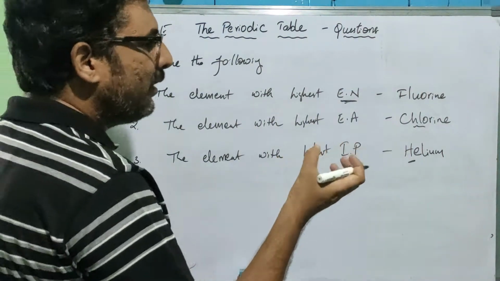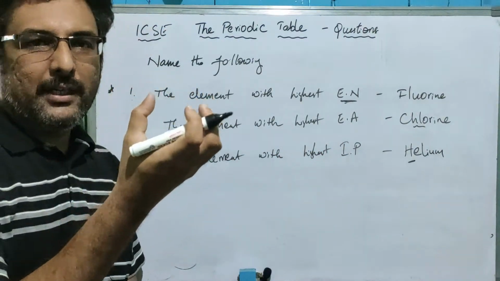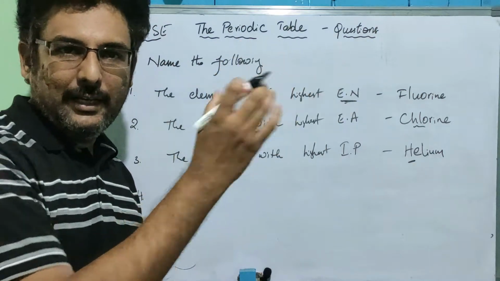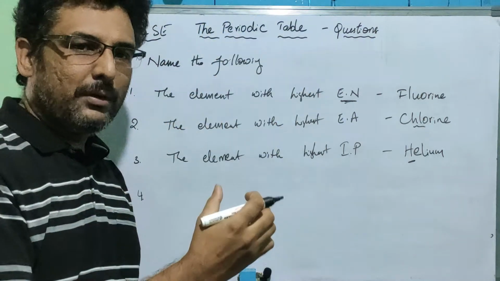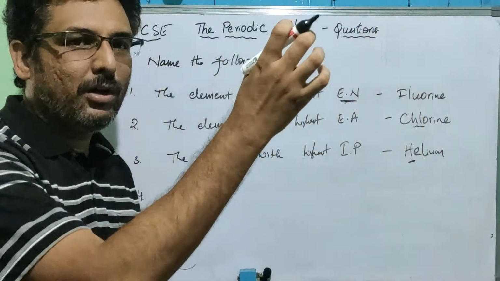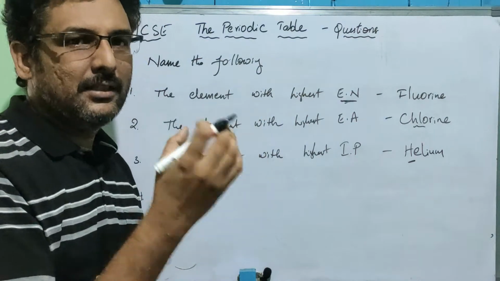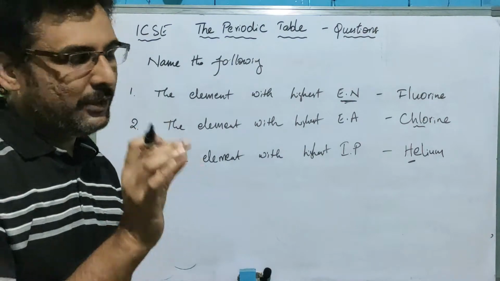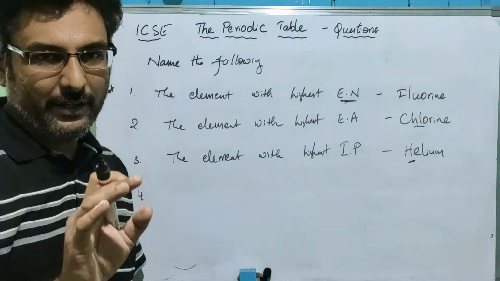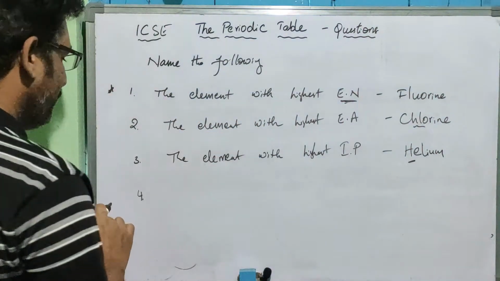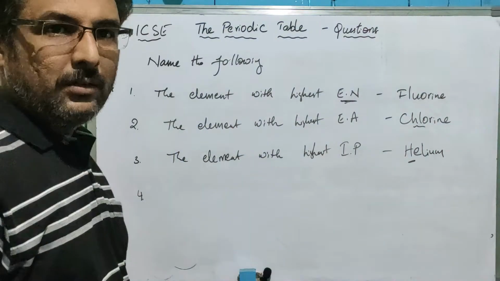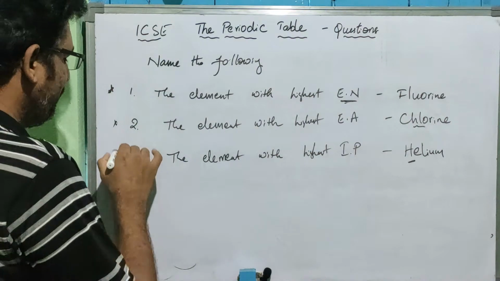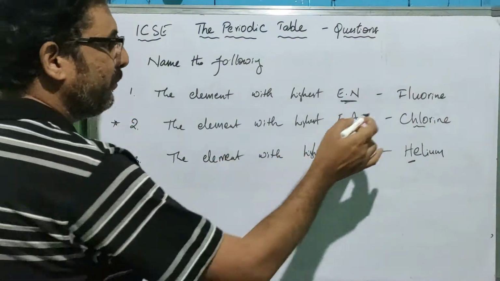And in helium, because of its smallest atomic size, the nuclear pull will be maximum on the electrons. So among the noble gases, because of its smallest atomic size, it is very hard to remove that electron. That's why it requires the highest ionization potential. These are the main important elements you have to remember.